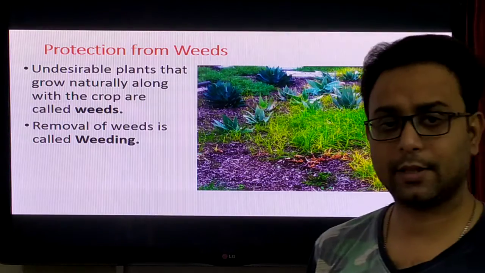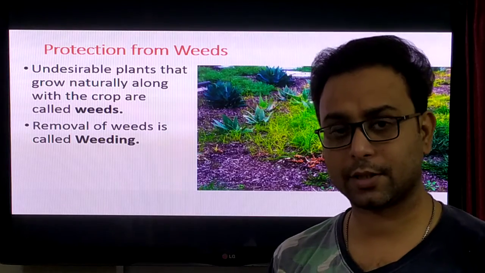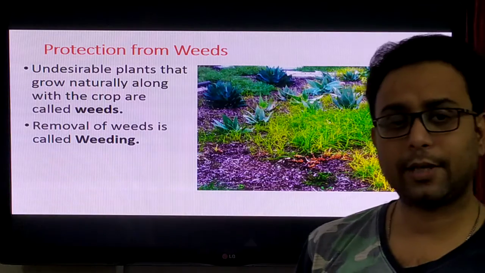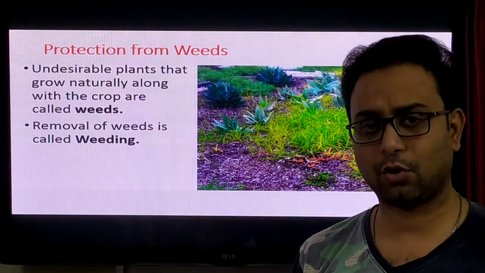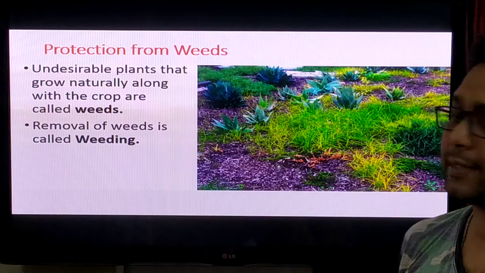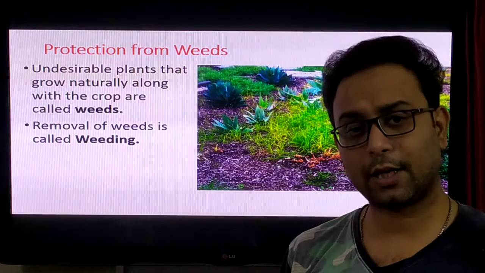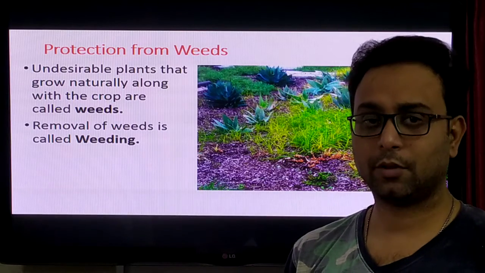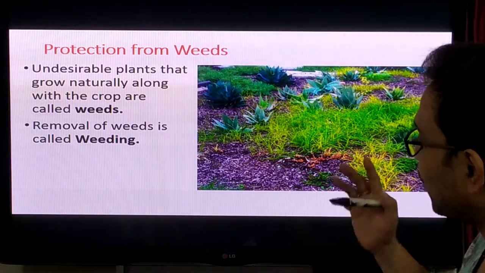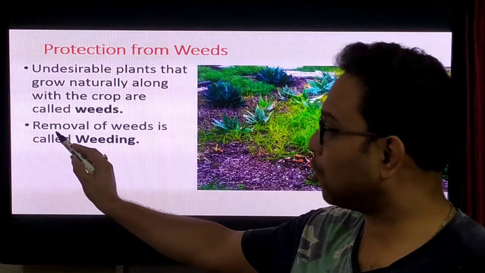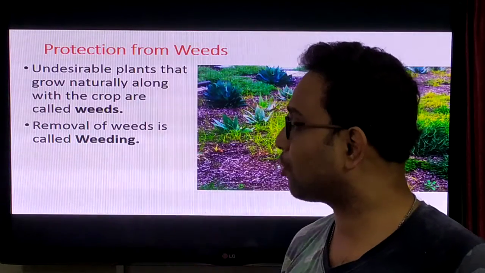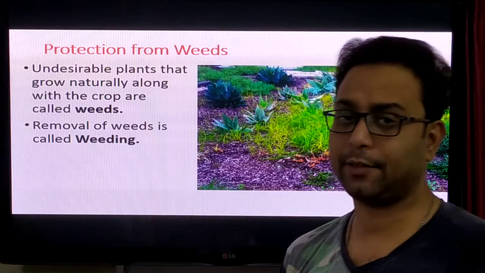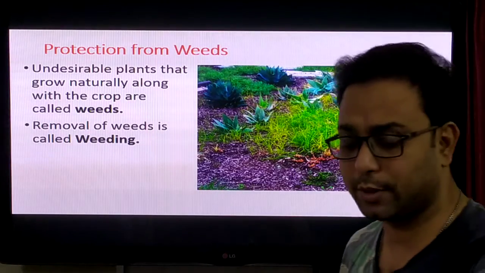These weeds have lots of disadvantages, because this is a commercial production plant. If unwanted plants grow, the crop does not take sufficient nutrients, so its growth is not optimum, right? So these weeds are required to be removed, and the removal of weeds is called weeding. How weeding is done by the farmer, we discuss in today's class.